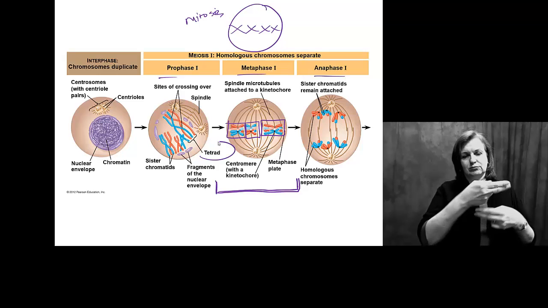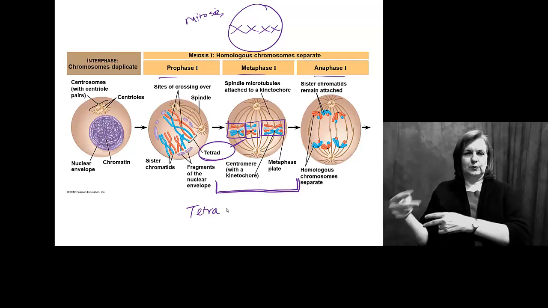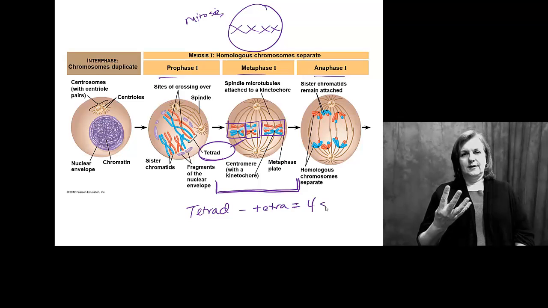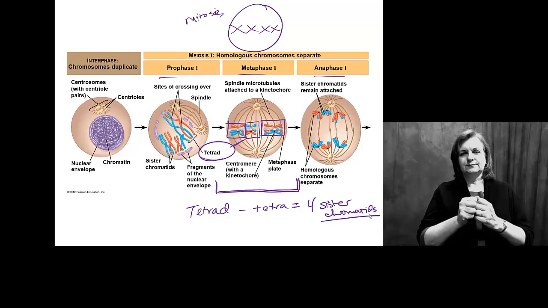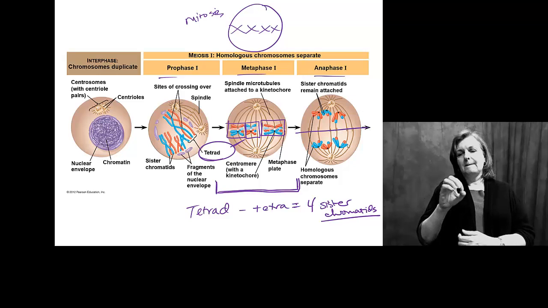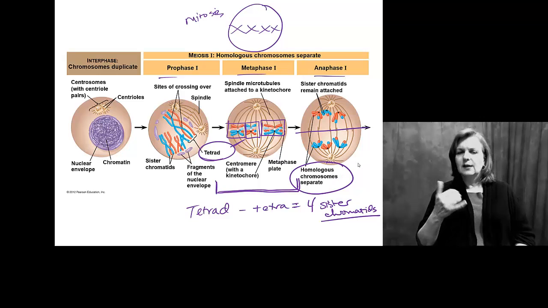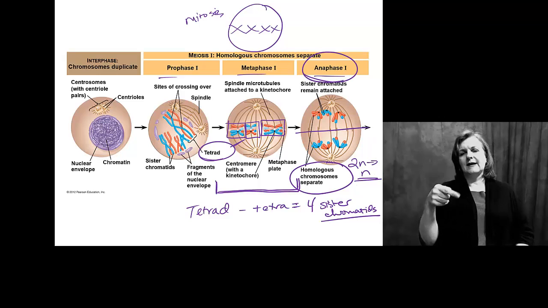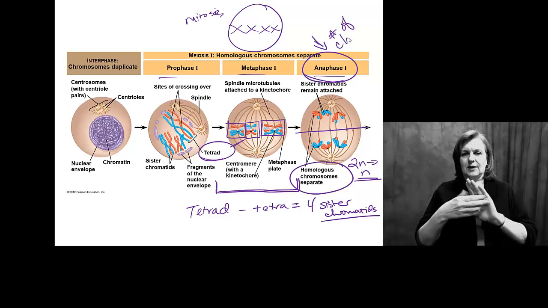And when they pair up, they form this thing known as a tetrad. Tetra is 4. So you have 4 sister chromatids stuck together. When you do this, what we're looking to do is to separate the homologous chromosomes. Remember, the reason we do this is to go from 2n to n. Anaphase 1 is where we decrease the number of chromosome copies.